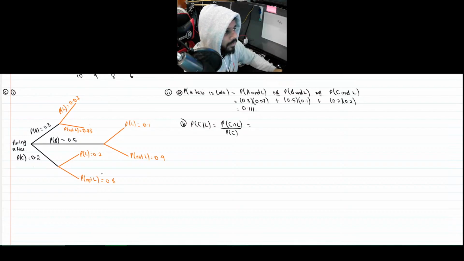There's a formula you're going to learn. C intersect L is C and L, which is 0.2 by 0.2, over the probability that a taxi is late, which is 0.111 because we worked that out just now.